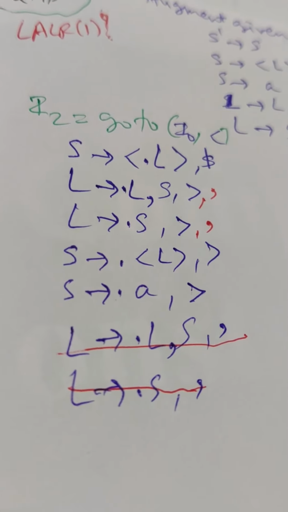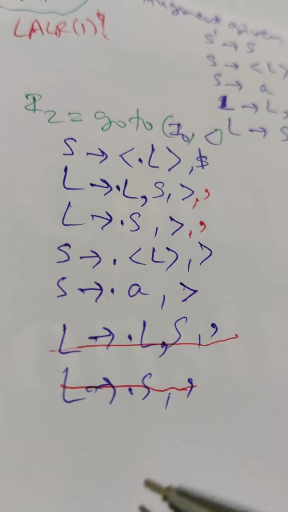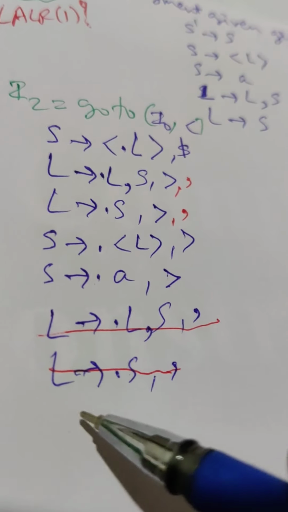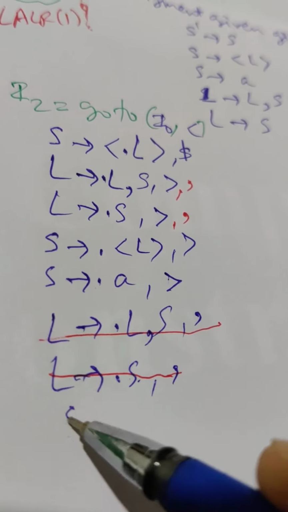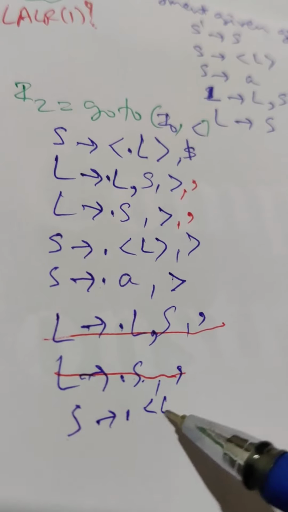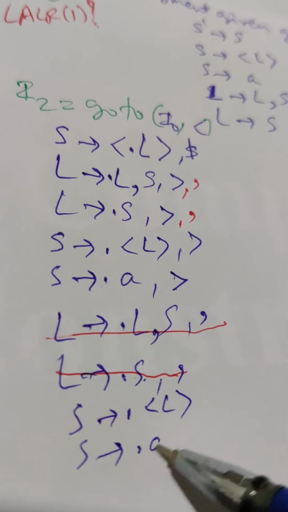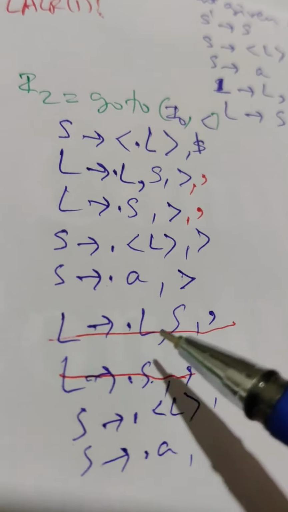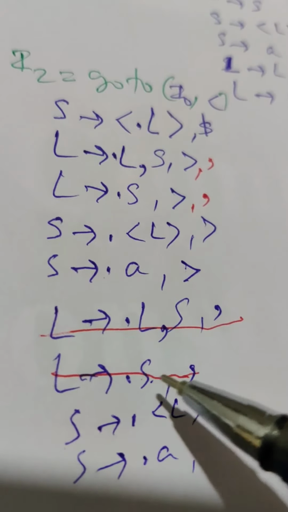Now one more thing, if you observe, again there is a rule of S here. Now if I write the rules of S here for this one, S goes to dot (L) and S goes to dot A. For these two rules, these rules are because of this S. The lookahead of S is comma.